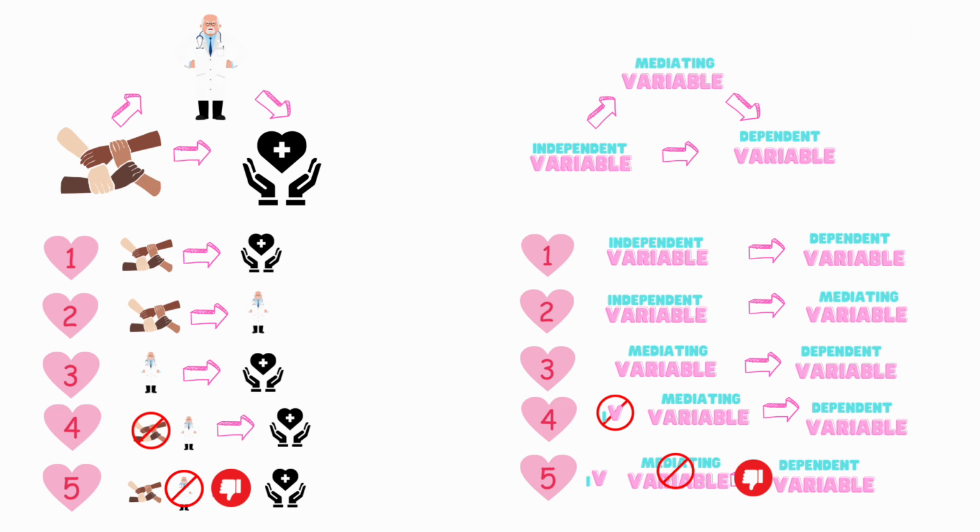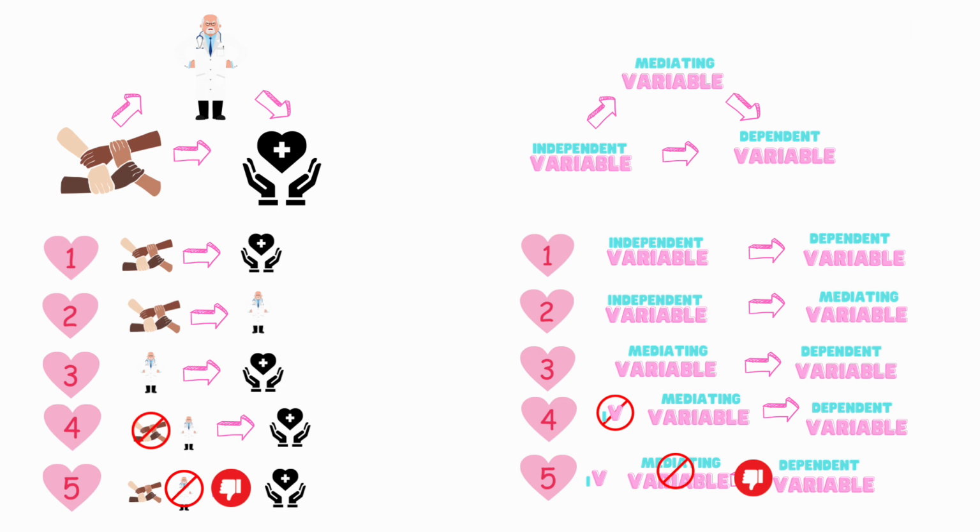physician discrimination will still predict healthcare quality, right? So this is what we call controlling for the independent variable. The mediator should still predict the dependent variable. However, in the final line, number 5, after I control for physician discrimination, that's the little no sign, race will no longer predict healthcare quality. So controlling for the mediator, the IV should not predict the DV.